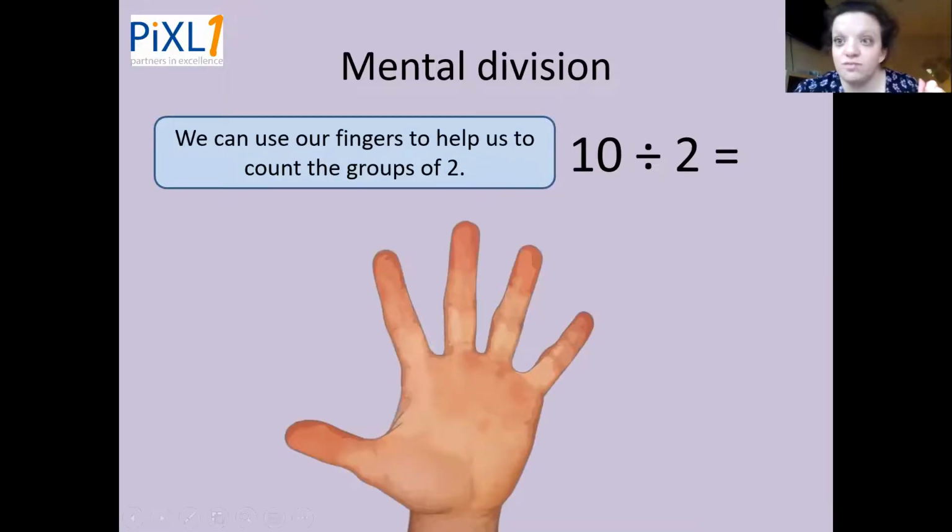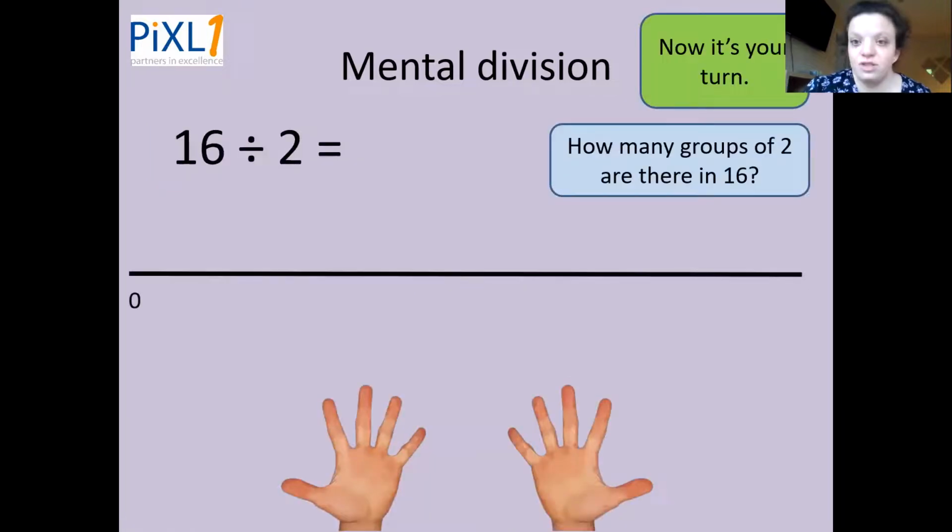So we can count in groups of 2 to 10 and see how many make it. Let's go. 2, 4, 6, 8, 10. Again, you get 5. 2, 4, 6, 8, 10. 5. 2, 4, 6, 8, 10. How many groups of 2? The answer is 5.